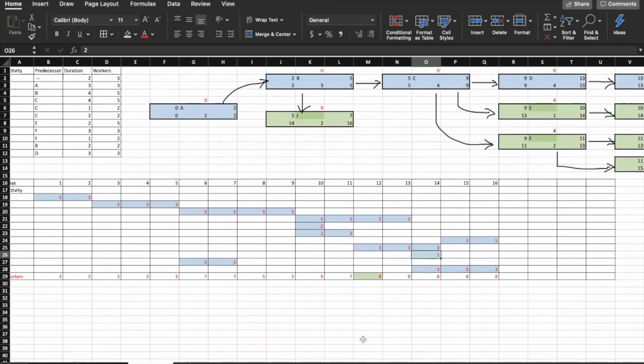So that was week 11 Monday, the CPM and PERT algorithm, and also the week 11 assignment.